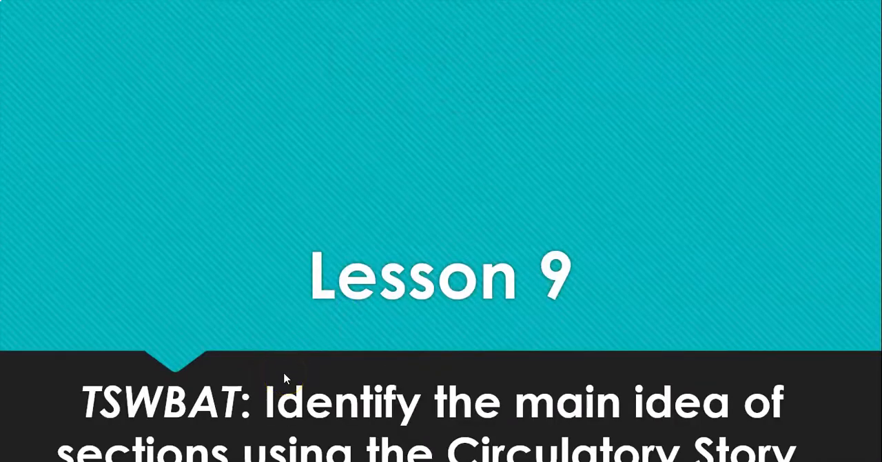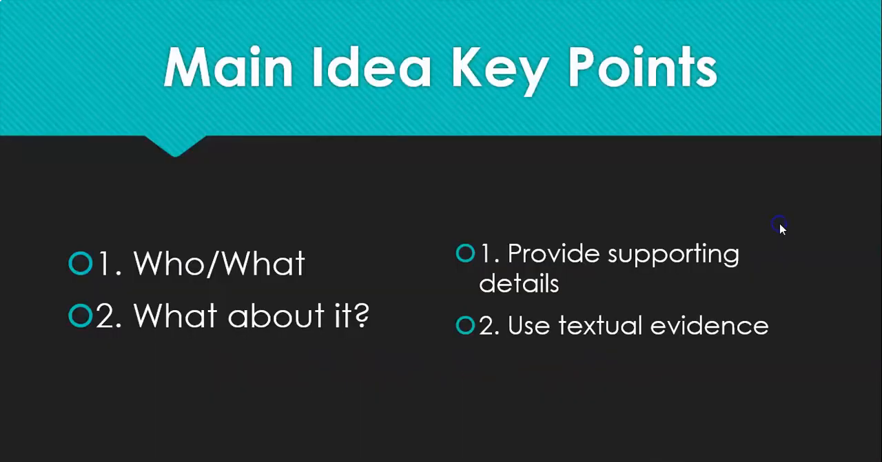So our objective for today, boys and girls, is student will be able to identify the main idea of a section using the circulatory story. Oh, boys and girls, we're going to do the same thing. Remember, section is a part of a story and selection is the whole story. Good job if you said selection is the whole story and section is part of the story.